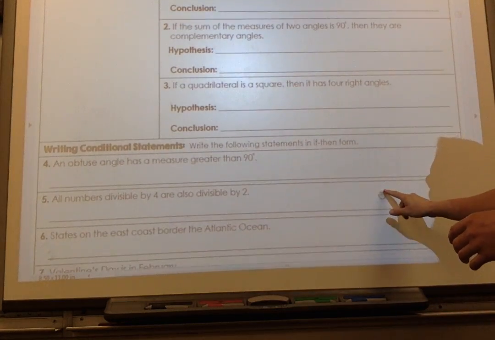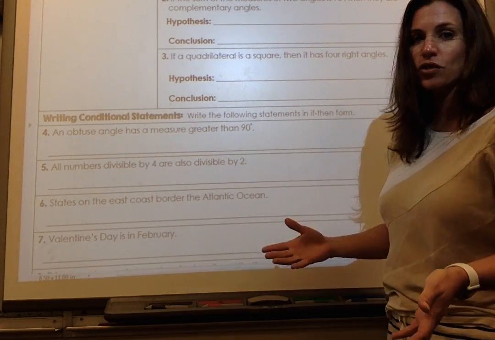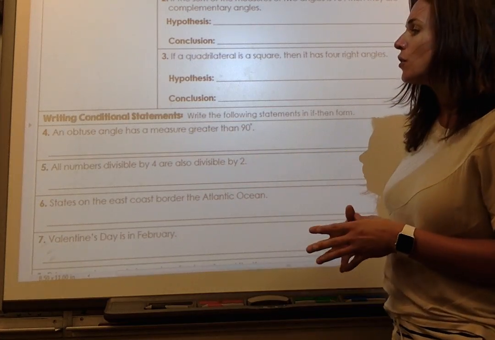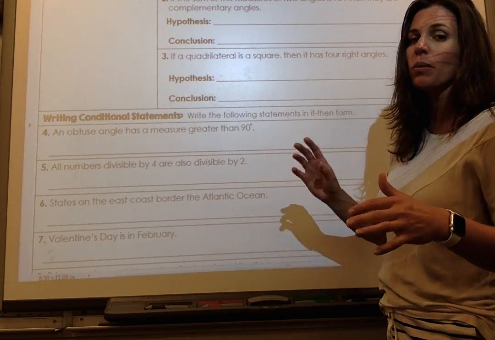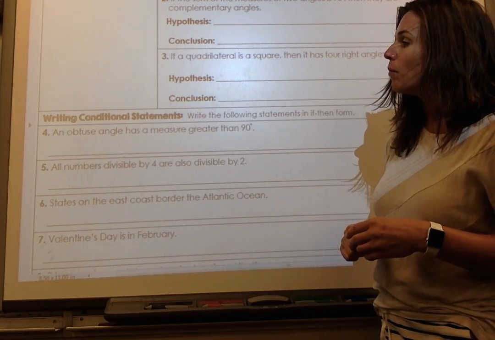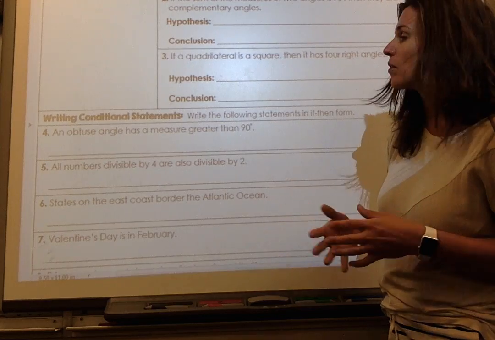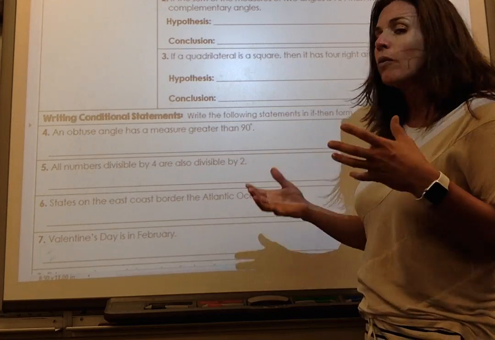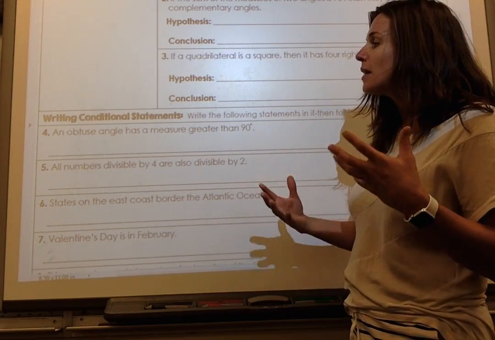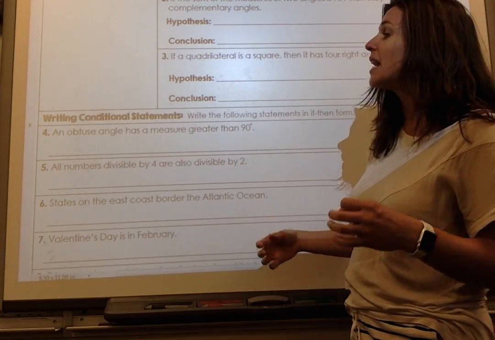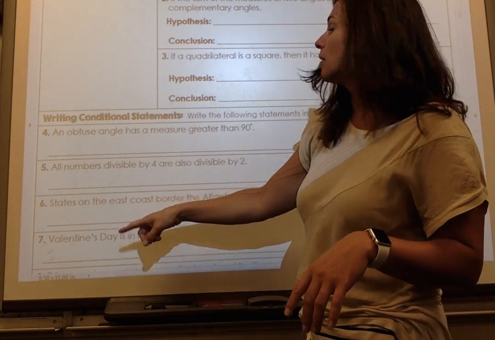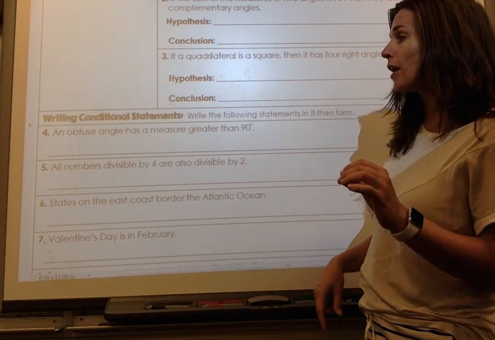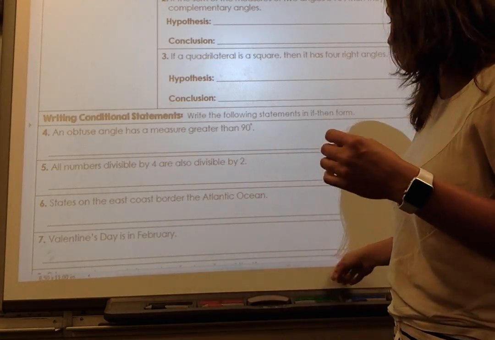The tricky part is, how do you write a conditional statement? We're taking this broad statement, and now we're going to turn it into the form if-then. I'm not going to write these out, but you can pause and write them out. That way the video won't take as long. Number 4 says an obtuse angle has a measure greater than 90. We don't have an if-then statement, but we can see that it kind of implies it. So I'm going to say that if an angle is obtuse, then it has a measure greater than 90 degrees.